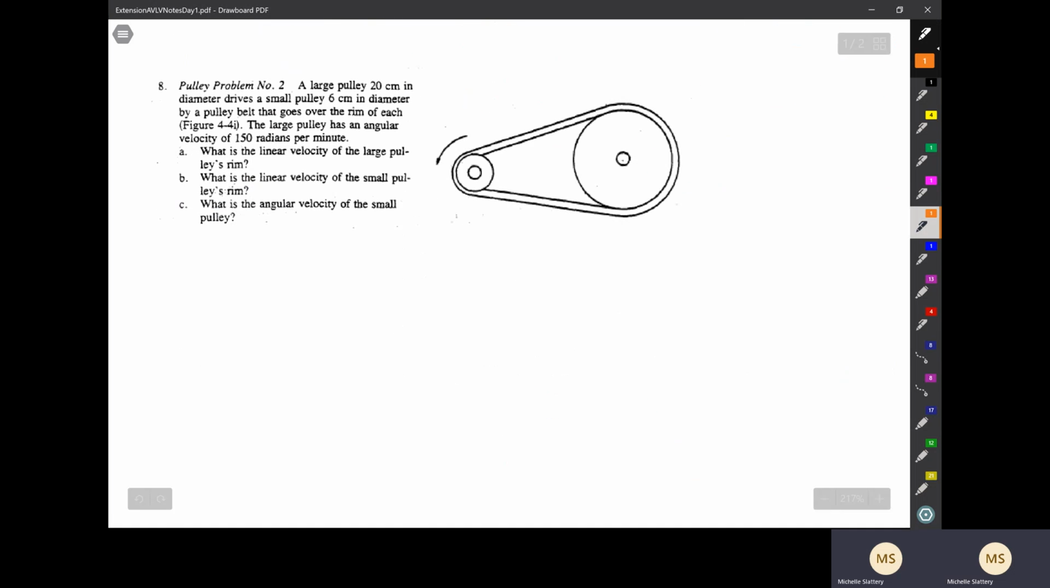So here we have a pulley problem. Go ahead and read this question. A large pulley, 20 centimeters in diameter. I'm going to label it on my diagram as a radius, so 10 centimeters as a radius. Drives a small pulley, 6 centimeters in diameter, so I'm going to label that as 3 centimeters. And we have a pulley belt that goes over the rim of each. The large pulley has an angular velocity of 150 radian per minute. So the angular velocity is 150 radian per minute.